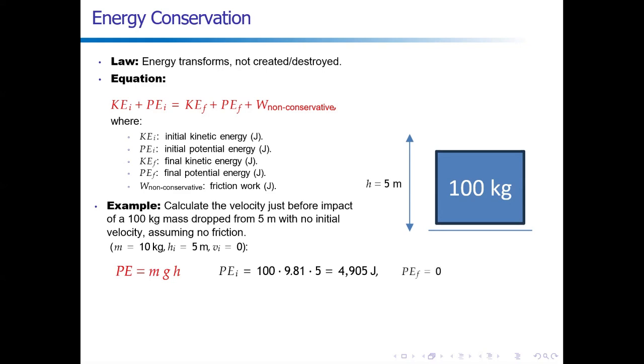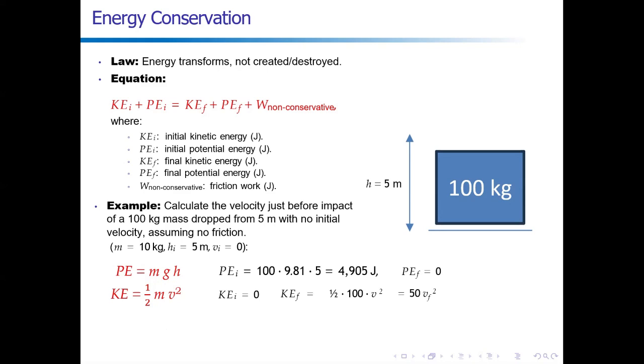At the bottom, we assume that the potential energy is zero, as that energy is converted into kinetic energy. The kinetic energy initially will be zero since the object is stationary, but as it is falling to the ground, it will have kinetic energy, which can be determined using the kinetic energy equation. So we get a value of a half multiplied by 100 kilograms multiplied by the velocity squared, or rather 50 multiplied by the velocity squared.